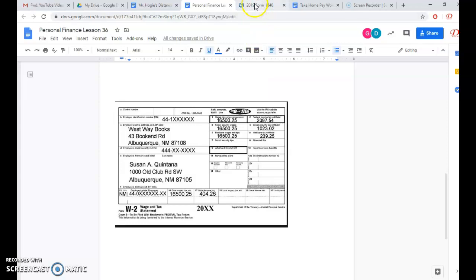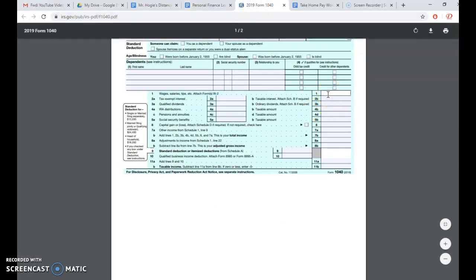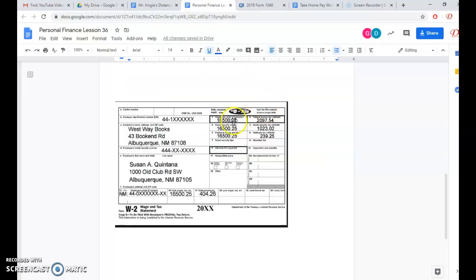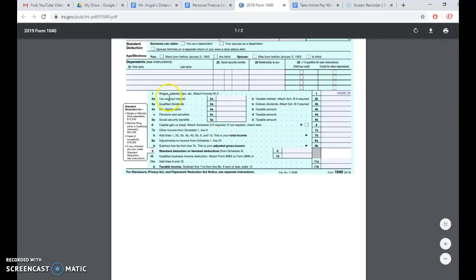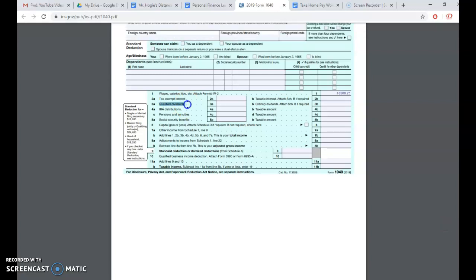So 16,525 cents, right? You just type that in. And then the next one says tax exempt interest. You skip that if there's nothing that you know of. Qualified dividends would be if you have stocks that have paid dividends. This would be if you have a Roth IRA, or an IRA.